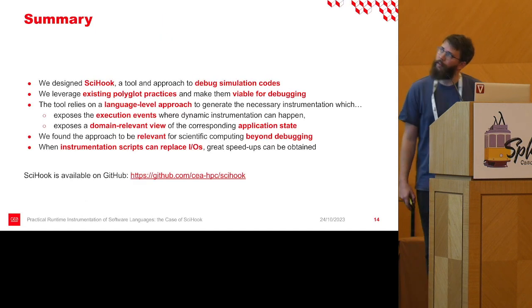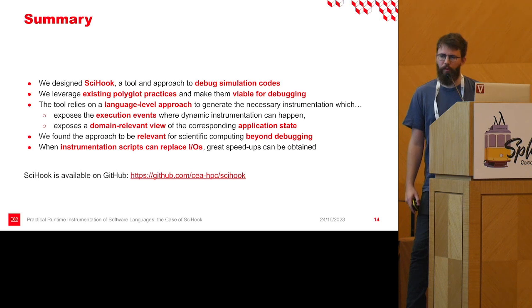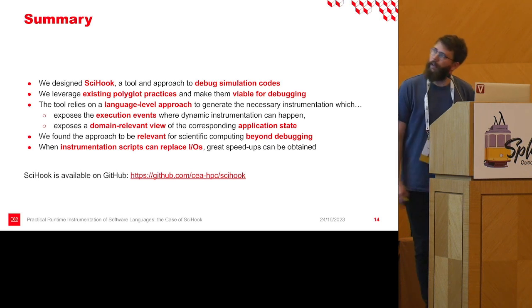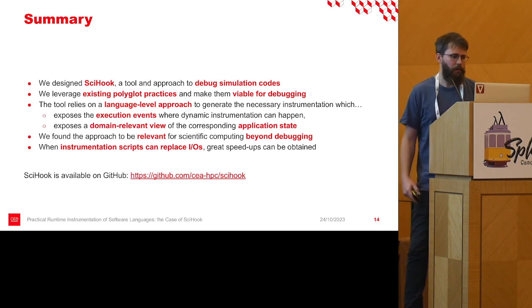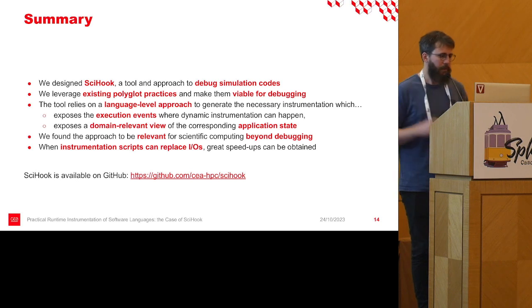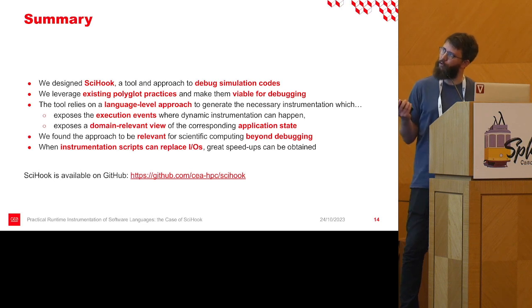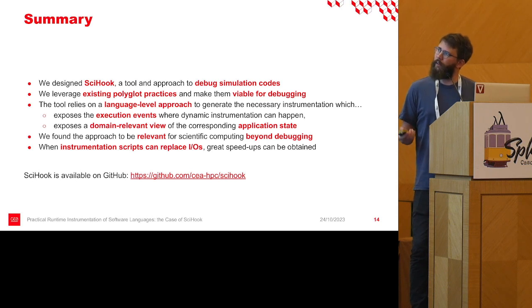So to summarize, we designed SciHook, which is a tool and an approach to debug simulation codes. We leverage the existing polyglot practices to make them viable for debugging. The tool relies on a language level approach to generate the necessary instrumentation, which exposes execution events where a dynamic instrumentation can happen and exposes a domain-relevant view of the corresponding application state. And we found the approach to be relevant beyond debugging, and that when instrumentation scripts can replace the original IOs of the application, we can obtain great speed up.